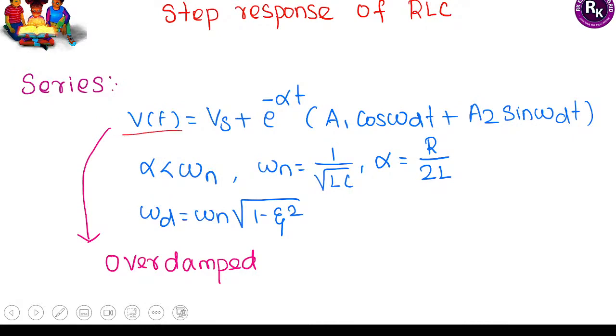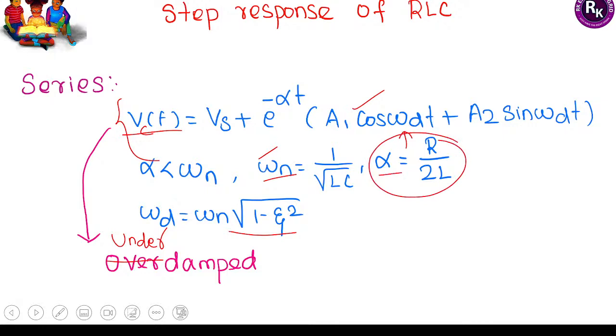Now, when we are discussing RLC circuit, for series circuit, this is the voltage expression when your circuit is underdamped. And here, these are all the formulas to calculate. This is the steady state voltage drop across the capacitor, and its corresponding expression is clearly given. Here, omega d is the damped natural frequency, and here is the formula. Omega n is the undamped natural frequency, and here this is the damping factor, and this is the formula to obtain the damping factor for series RLC circuit.